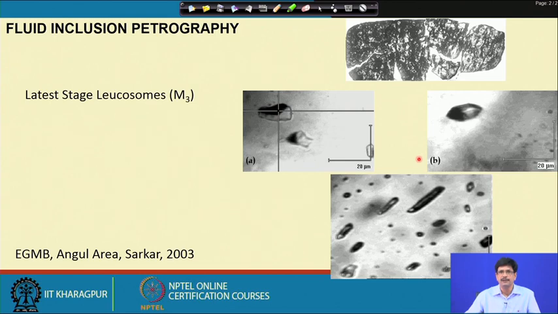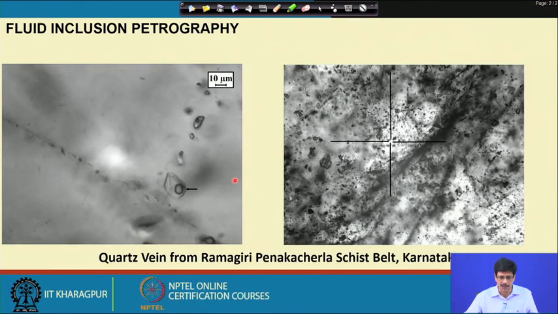So, we will again come back to this case study when we discuss applications of fluid inclusion results to study metamorphism in such complexly deformed and metamorphosed terrain. For the brevity of time, I am just skipping this for the time being.